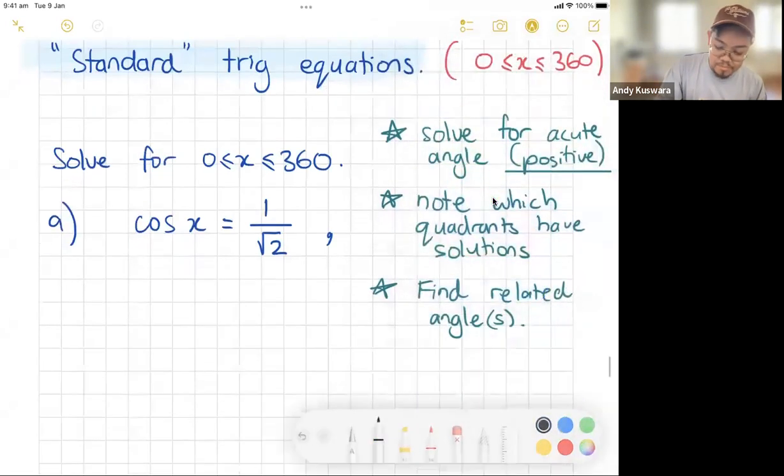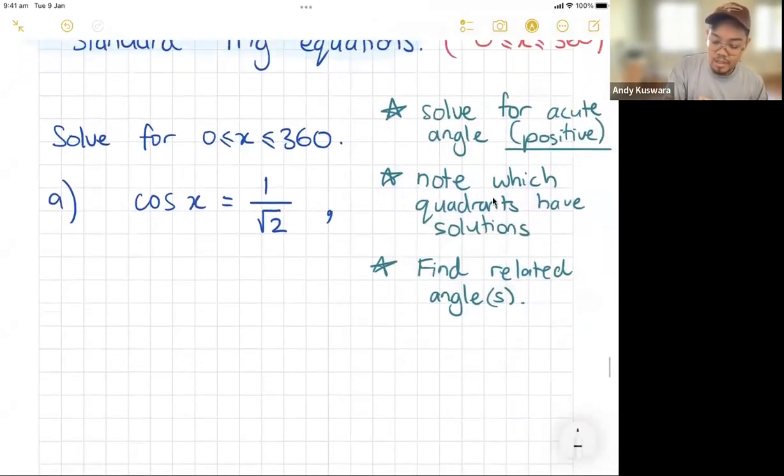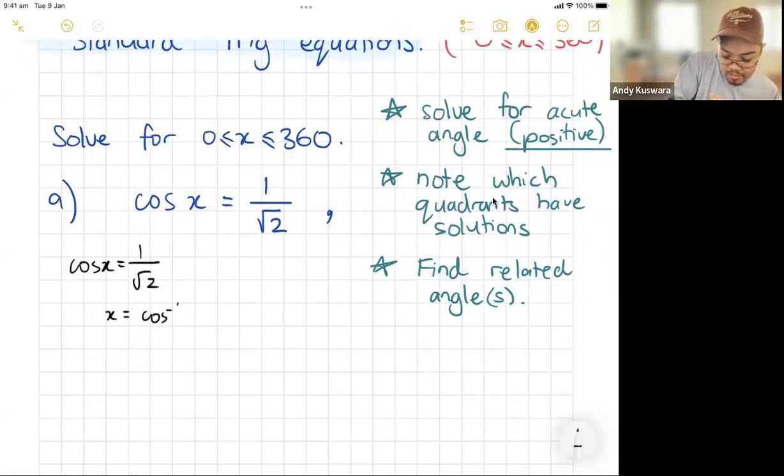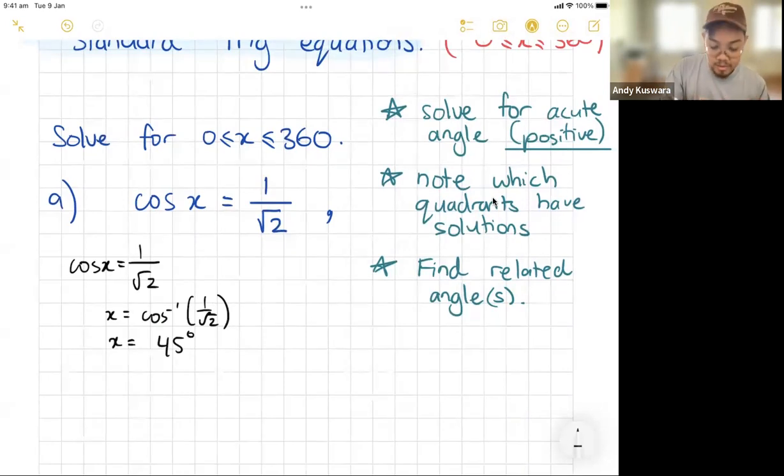Okay, so first things first, let's solve for the acute angle, which in other words is always positive. So if cos x equals 1 on root 2, I could either do this in my calculator, or I could recognize that 1 on root 2 is an exact value. I know for a fact it is 45 degrees. I've used the positive value and now I've solved that my angle is 45 degrees.